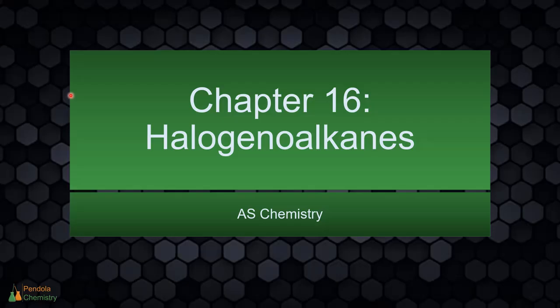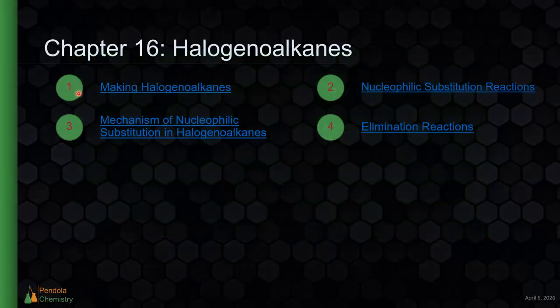In this video, we're going to start chapter 16 and look at section 16.1. Chapter 16 is on the halogenoalkanes. So again, it's an organic chapter where we're going to look at specific functional groups, which in this case is the halogenoalkane functional group. There are only 4 sections in this chapter.